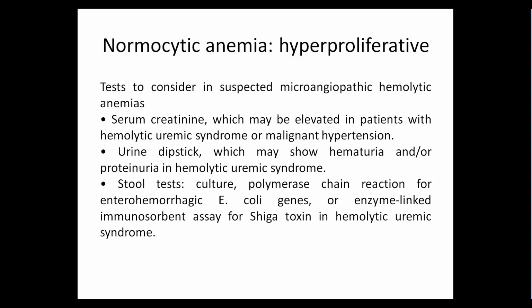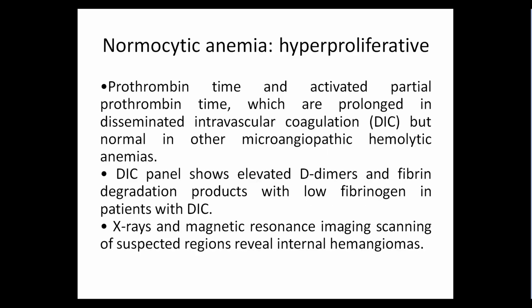Tests to consider in suspected microangiopathic hemolytic anemia: serum creatinine, which may be elevated in patients with hemolytic uremic syndrome or malignant hypertension; urine dipstick, which may show hematuria or proteinuria in hemolytic uremic syndrome; stool tests, culture, polymerase chain reaction for enterohemorrhagic E. coli, or enzyme-linked immunosorbent assay for Shiga toxin in hemolytic uremic syndrome.